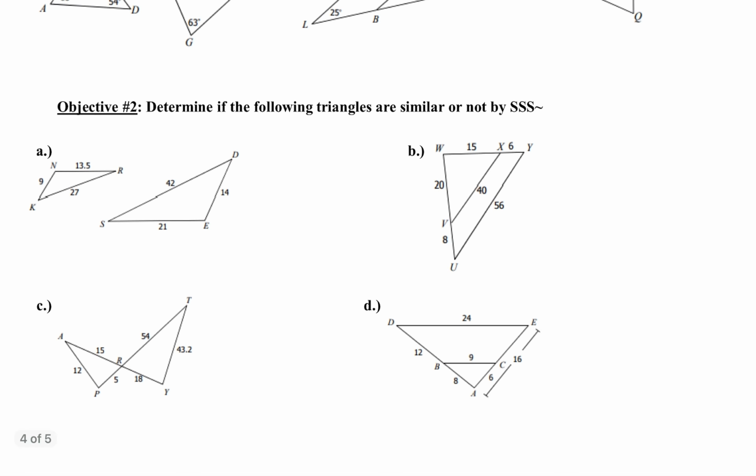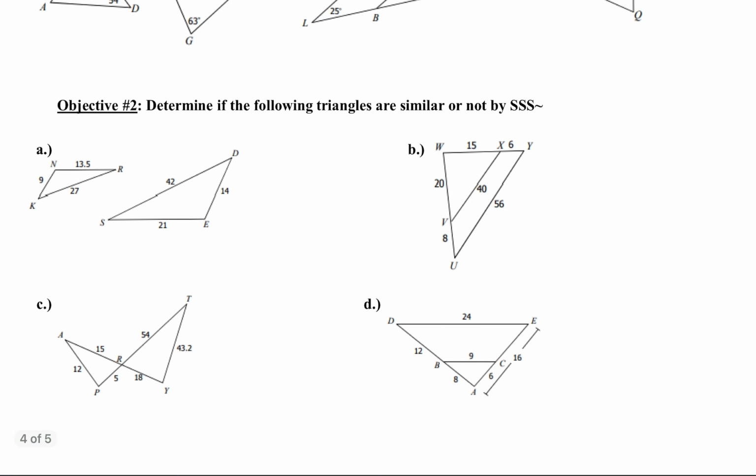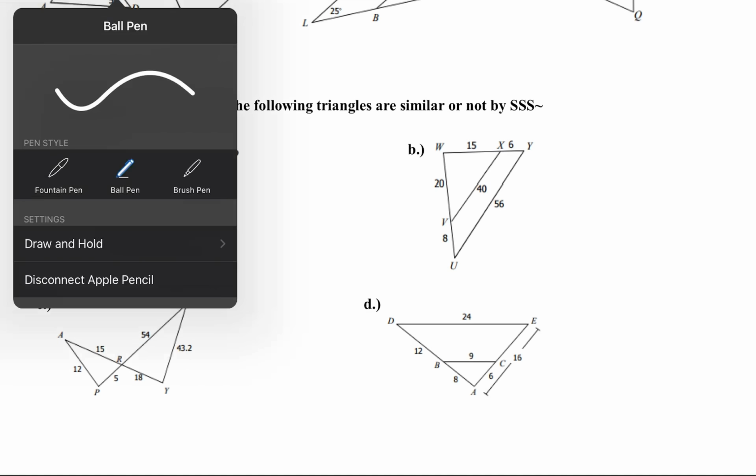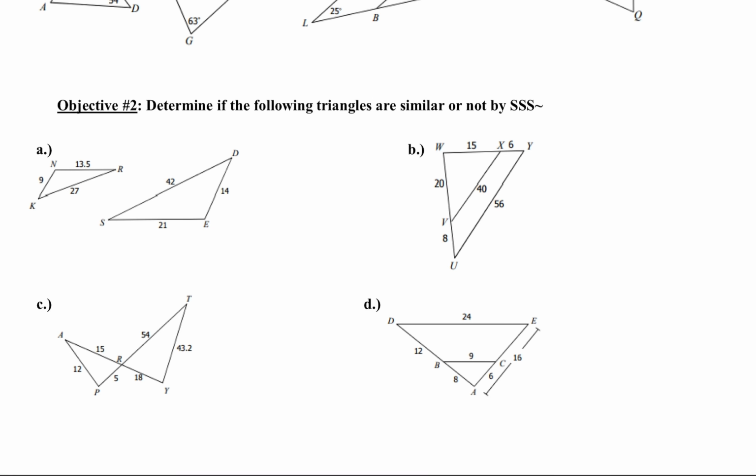All right, objective 2 says determine the following triangles are similar by side, side, side similarity. So for this, we've got to go through and show if there are proportional relationships. So what we need to do first is match up what's going to go together. So I'm going to start by just highlighting.